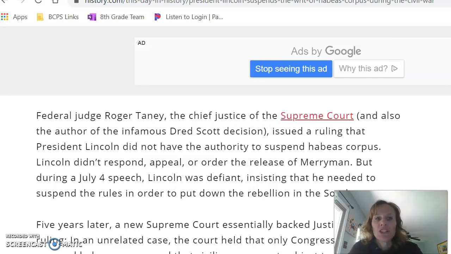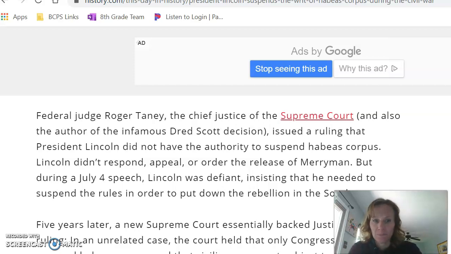So a judge, the Chief Justice of the Supreme Court, said that President Lincoln did not have the right to suspend habeas corpus. They could not hold Merryman because they couldn't prove that he did anything wrong, and he needed to be brought in front of a judge to prove what he did wrong, and if they couldn't prove it, then he needed to be released. So Lincoln just decided he was going to ignore this. He didn't respond. He didn't appeal or try to prove why he felt that way, and he also didn't order the release of Merryman.